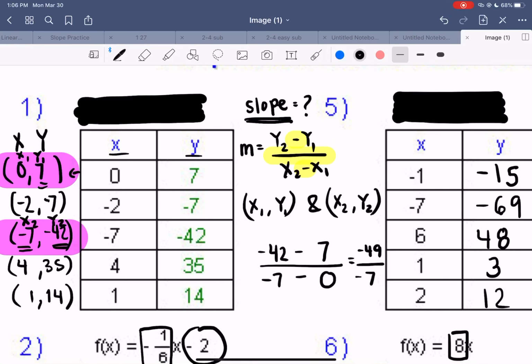So what we have to do from here is simplify this. Negative 49 divided by negative 7 is going to be a positive, first of all, because negative divided by negative is a positive. And then 49 divided by 7 simplifies to a nice clean number of 7. So that is the answer there. So let's try another one.